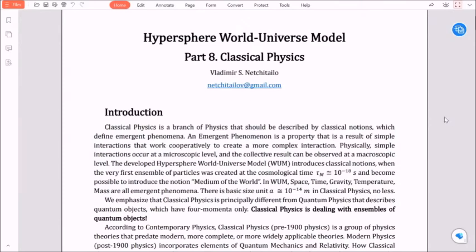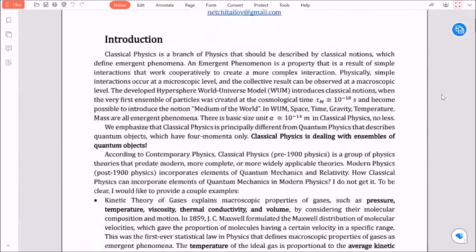In WUM, space, time, gravity, temperature, mass are all emergent phenomena. There is a basic size unit about 10^-14 meters in classical physics, no less. We emphasize that classical physics is principally different from quantum physics that describes quantum objects which have four momenta only. Classical physics is dealing with ensembles of quantum objects.